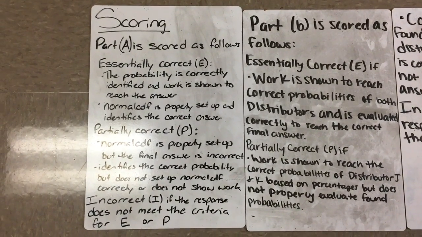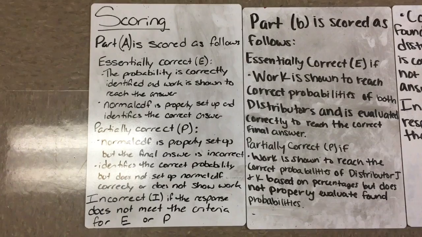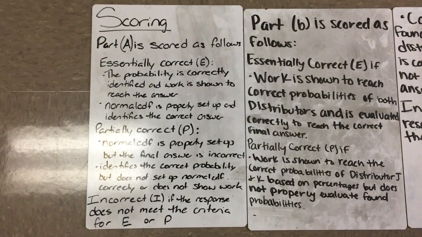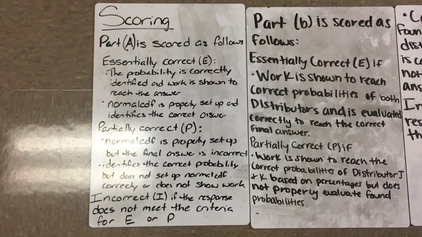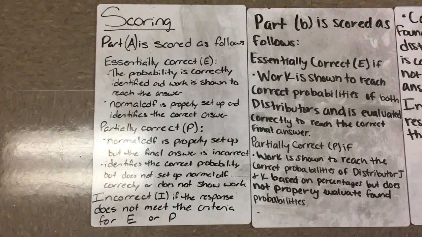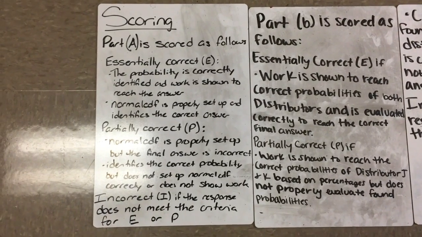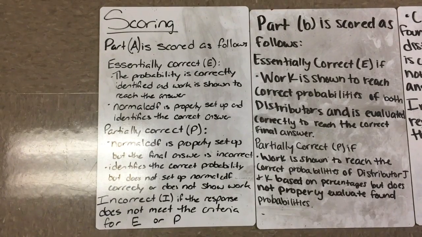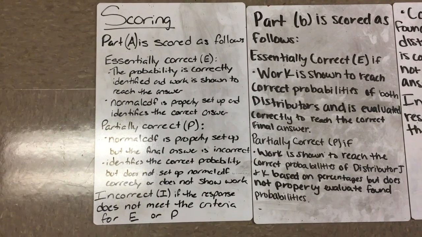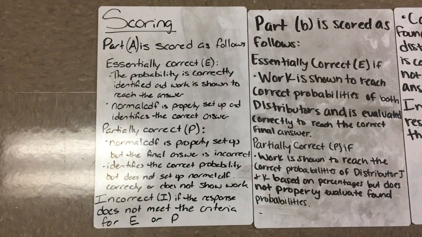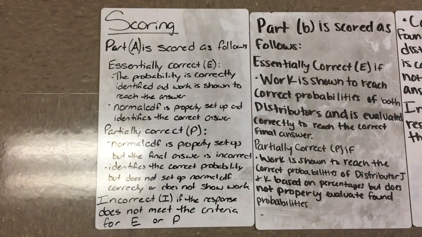Scoring. Part A is scored as follows. Essentially correct: the probability is correctly identified and work is shown to reach the answer. Normal CDF is properly set up and identifies the correct answer. Partially correct: normal CDF is properly set up, but the final answer is incorrect. Identifies the correct probability but does not set up normal CDF correctly or does not show work. Incorrect if the response does not meet the criteria for E or P.